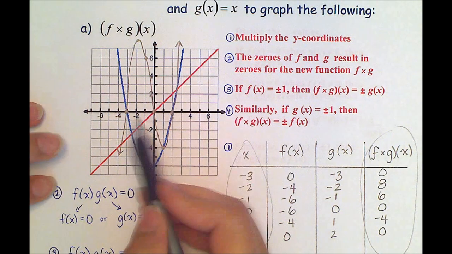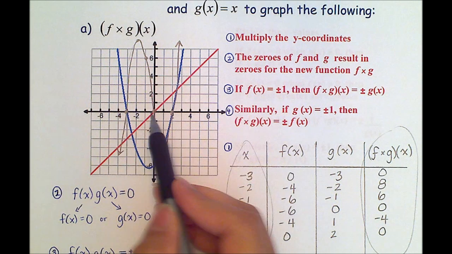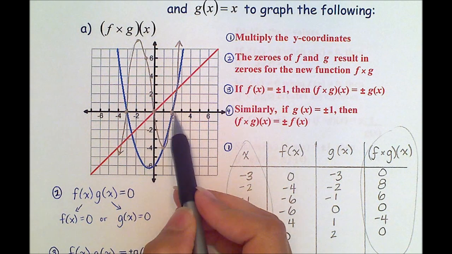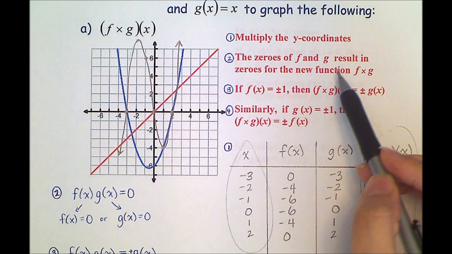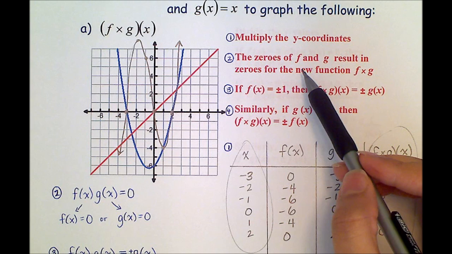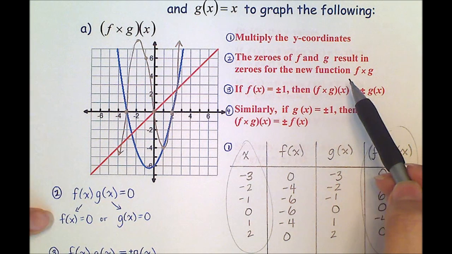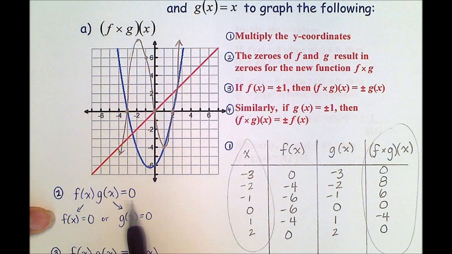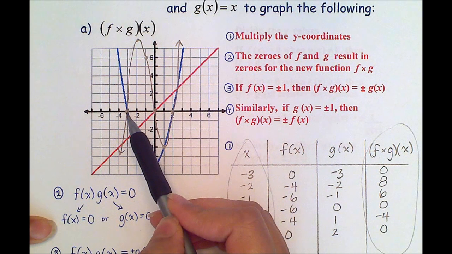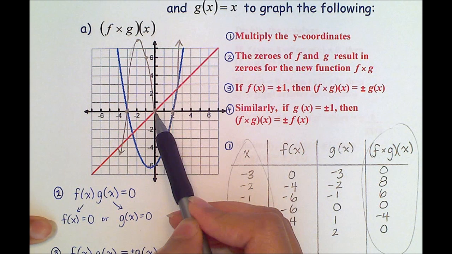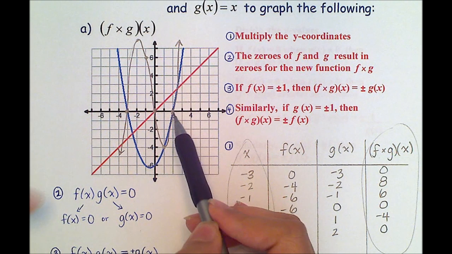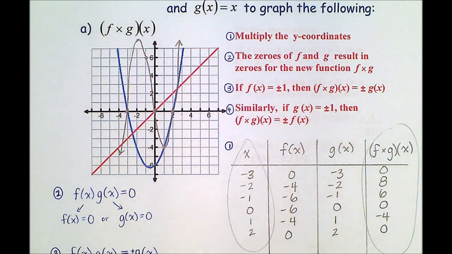Notice where all the zeros are, or where the x-intercepts are. You'll notice that it's either the blue graph or the red graph that already crosses that x-axis at those particular points. So the second point here says the zeros of f and g result in the zeros for the new functions. And I wrote a little note here. If you're looking at the product of f and g and you're looking to see when that's equal to 0, either the first function had to equal 0 or the second function had to equal 0. And you can see that the blue graph was equal to 0 here, which is why our product function ended up being equal to 0 here. The red graph was equal to 0 here, and the blue graph was equal to 0 here. So that's why our resulting product of the functions ended up being equal to 0 at those points as well.